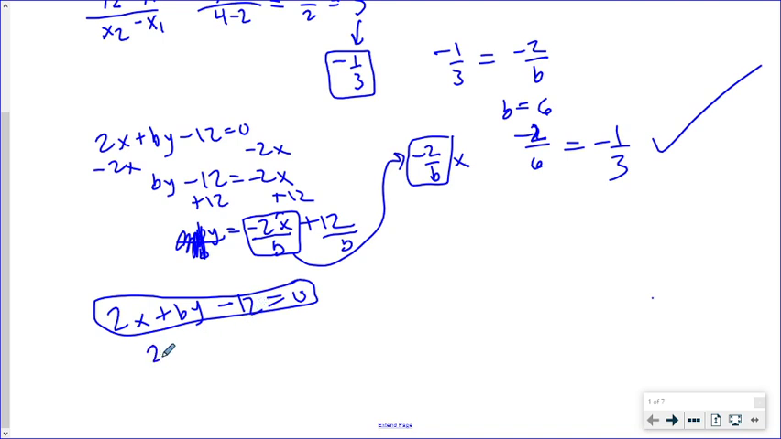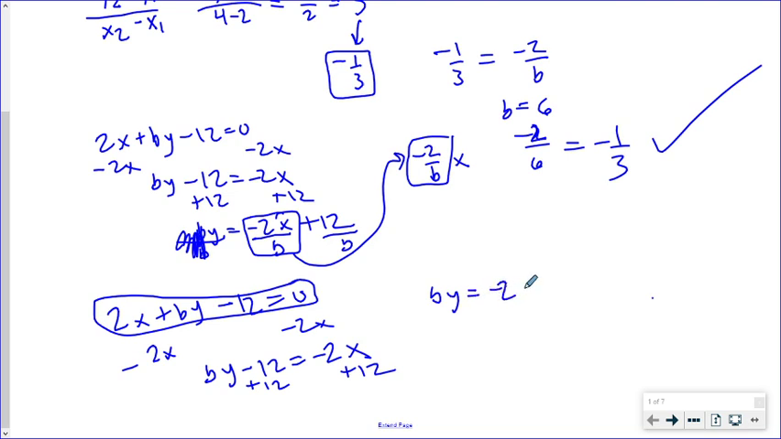So 2x minus on both sides, trying to get y by itself. by minus 12 equals negative 2x. Now, plus 12, plus 12. Now I have by equals negative 2x plus 12. All right, now last step, get y by itself. I'm dividing everything by b.